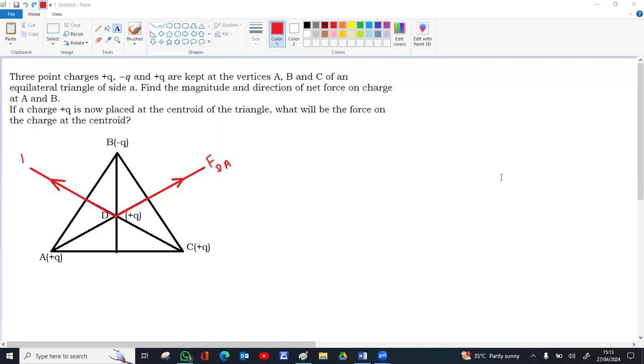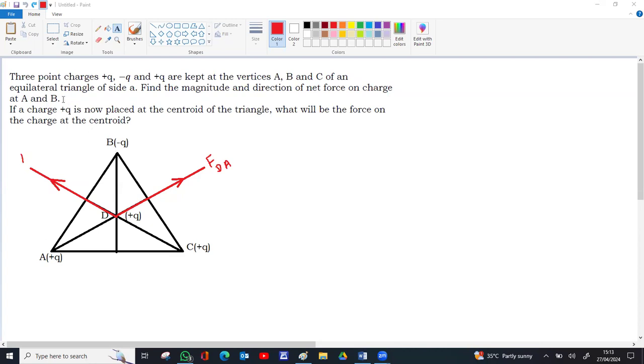There are two questions in this part. There are 3 point charges, plus Q, minus Q, and plus Q again, placed at the vertices A, B, C of an equilateral triangle of side a. A plus Q, B minus Q, again C plus Q. Find the magnitude and direction of net force on the charge at A and B. So the net force experienced by the charge at A and the charge at B.